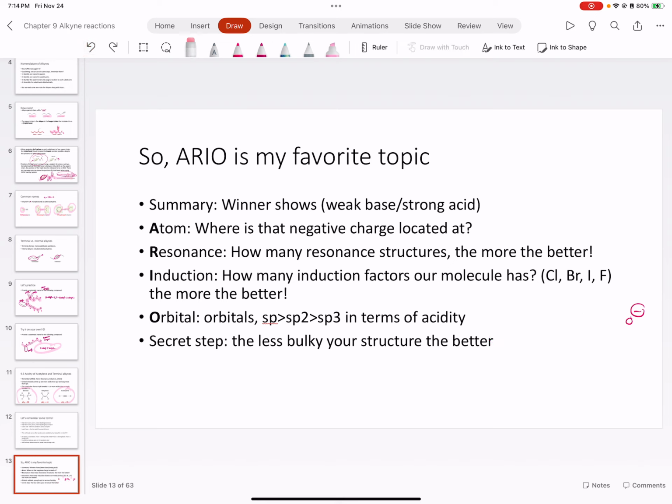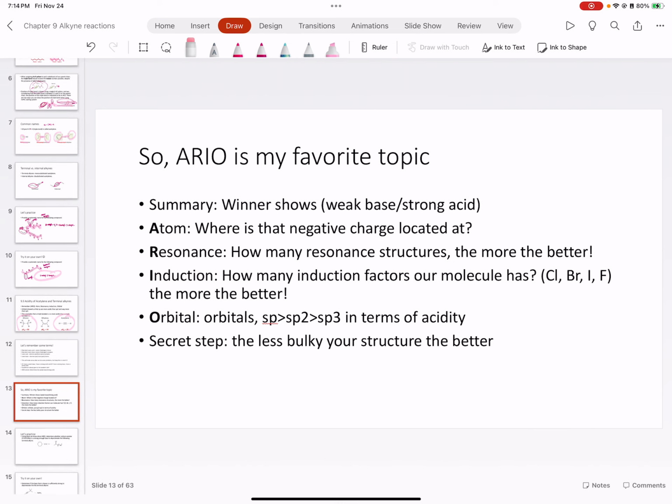And then I have my orbital. Like we said, sp is better than sp2, which is better than sp3. And then another factor that is not really mentioned is that the less bulky your structure, the better. If you have structures that are similar in all ARIO terms, most of the time the most acidic is going to be the less bulky one.